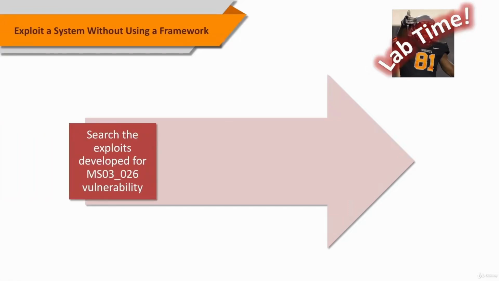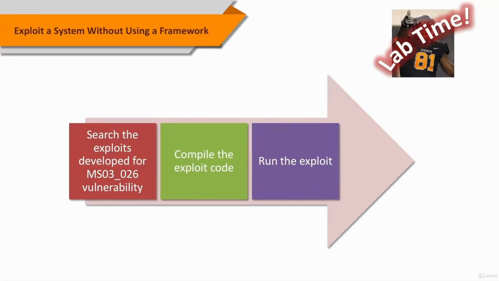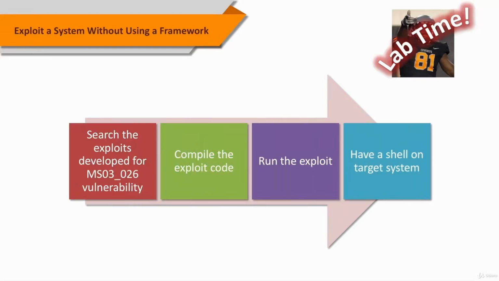First, we'll search for the exploit MS03_026. Then, compile the code. If there are errors in the code, we have to find and fix the errors, or find another exploit. And finally, we'll run the exploit. Now, if we're lucky enough, we can successfully exploit the target system and have a command shell on it.